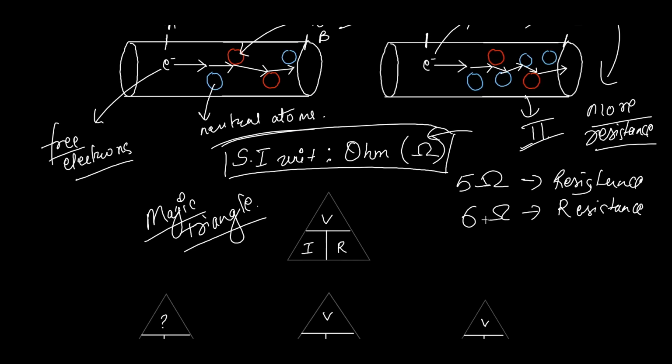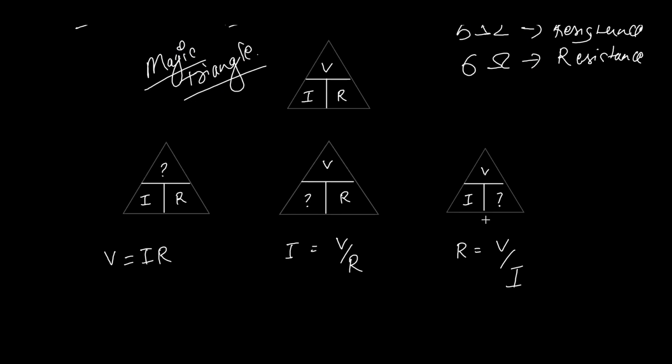Out here you can see I have written a magic triangle. In the magic triangle, you divide the triangle into three parts, as I have made. In the top part you write voltage, in the bottom you write I and R. Now you can see how we can use this magic triangle. The top part is V, the left side is I, and the right side is R. If something is missing and you have to find it, you can simply use this magic triangle.